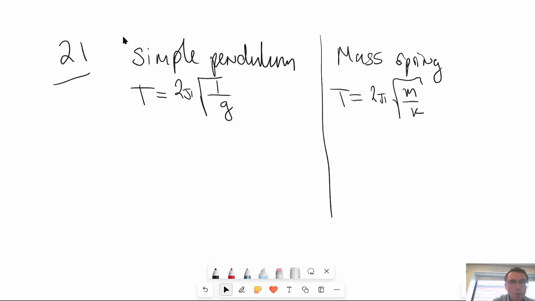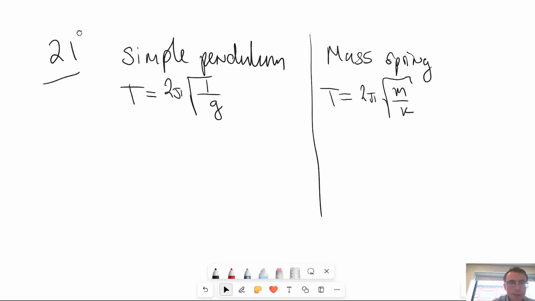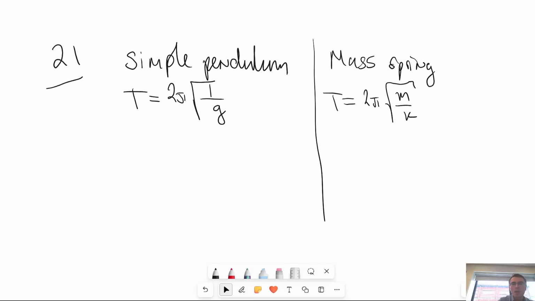Okay, for question 21, I am pretty convinced there is a mistake in the mark scheme. Why is that? So for a simple pendulum, the time period is given by 2 pi root L over g. This means, of course, the frequency is just going to be the inverse of that, which is going to be what? 1 over 2 pi root g over L. So if g was to decrease, then the frequency will decrease.